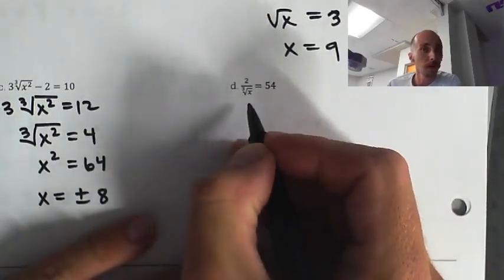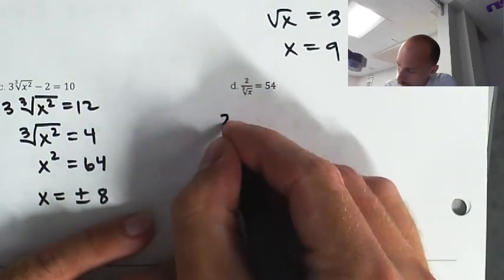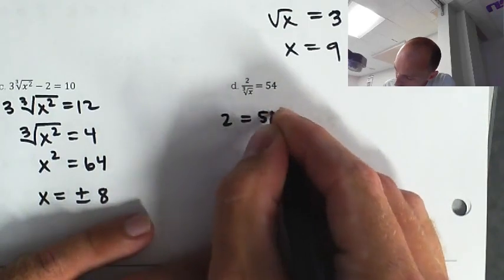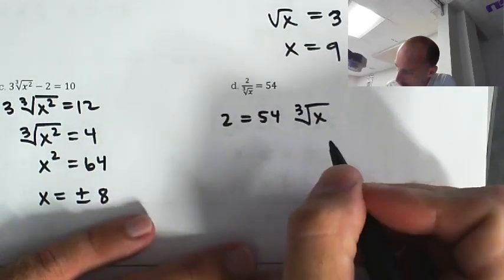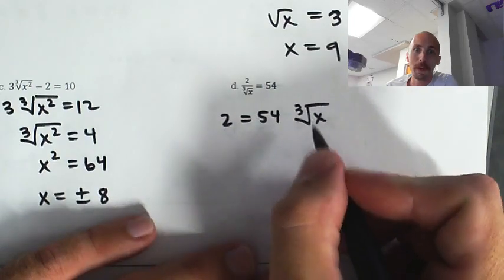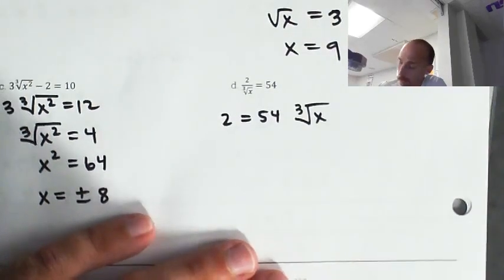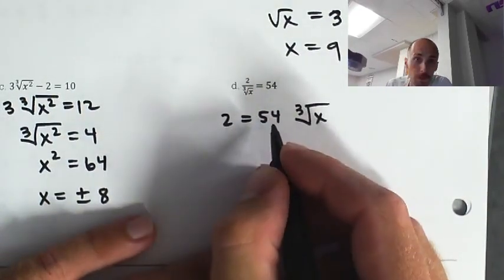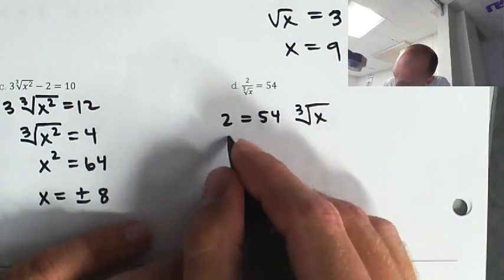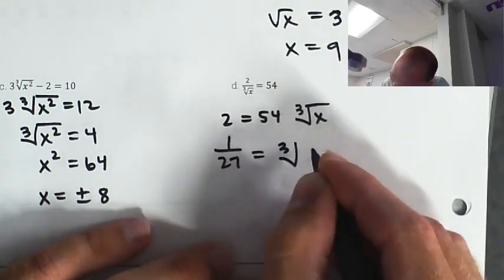On this one, we've got a fraction. So we're just going to try to clear out the fraction, multiply both sides by the denominator. So 2 will equal 54 times the cube root of x. I think I meant for that to be x cubed in the denominator, but it's all right. And so what we're going to do is divide both sides by 54. So 2 over 54, that's like 1 over 27. And that's equal to the cube root of x.